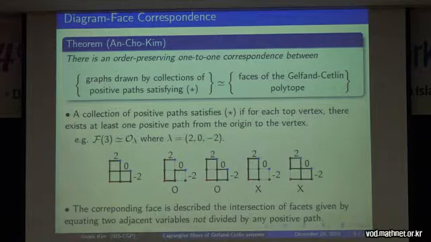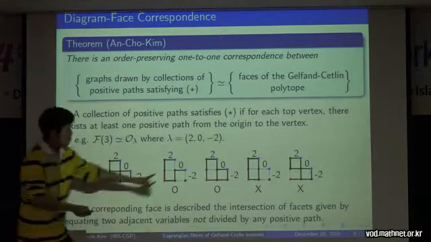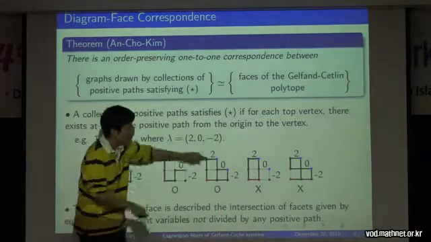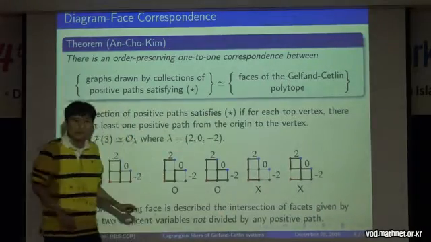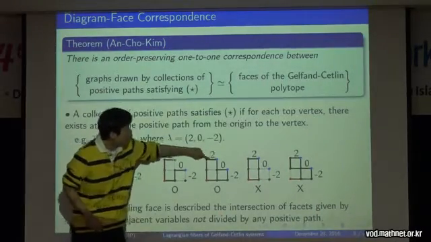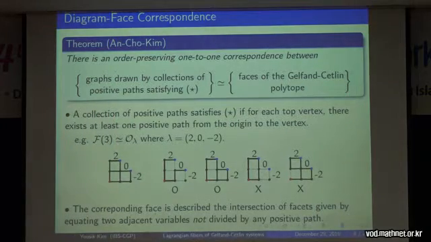Could you say this picture is okay? Why is that? This vertex, this one. Yeah, so we have top vertex, two paths, right? Yeah, but there exists at least one path. Ah, yeah, yeah. So yes, multiple paths are allowed. Okay. Any other questions so far?